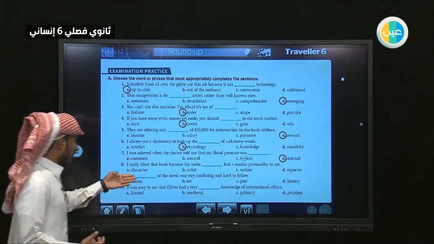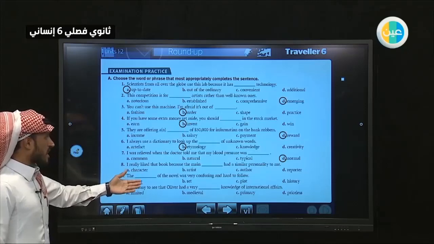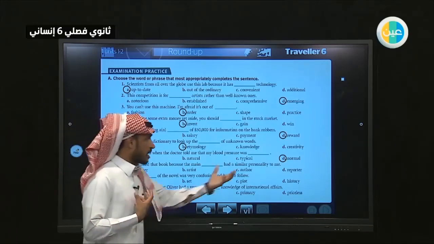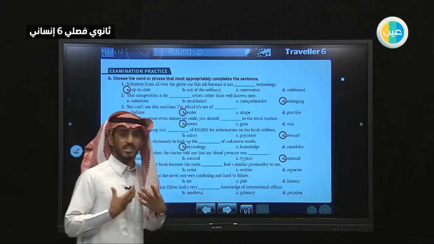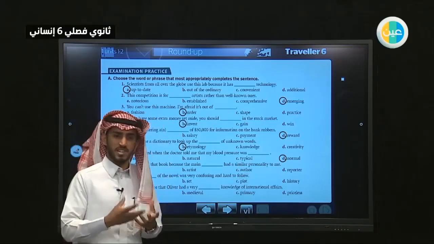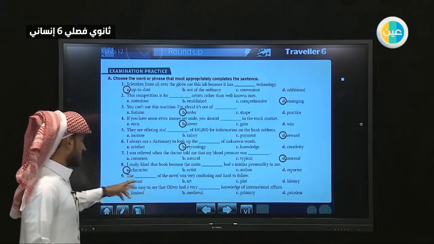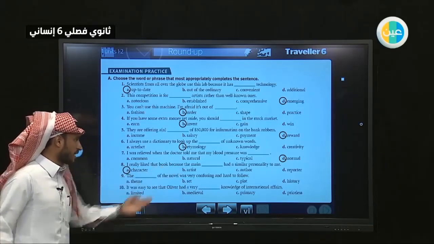واضح؟ I really liked that book because the main had similar personality to me. Similar personality to me يعني شخصية مناسبة أو مقاربة أو مشابهة لشخصيتي. فالإجابة الأقرب هنا اللي هي إجابة character اللي هو الشخصية الرئيسية, the main character.